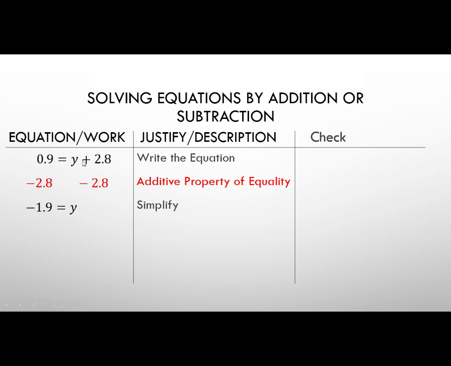So when we minus over here, that just becomes 0. Y plus a 0 is just going to be y. Anything plus 0 is just itself. 0.9 minus the 2.8 gives us a negative 1.9.